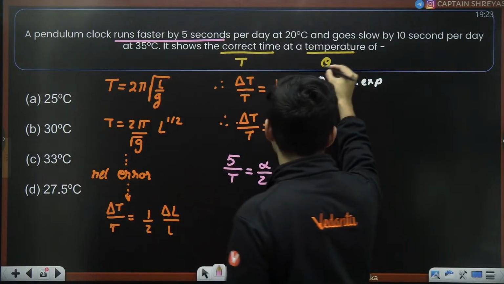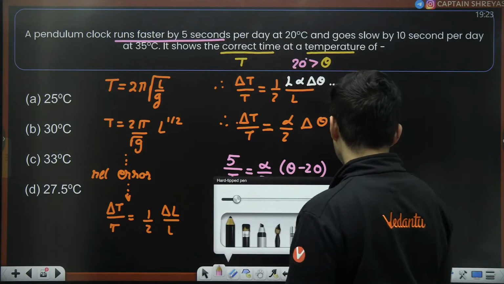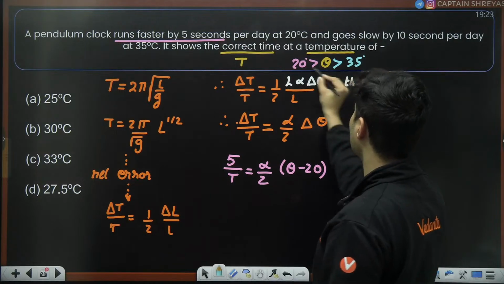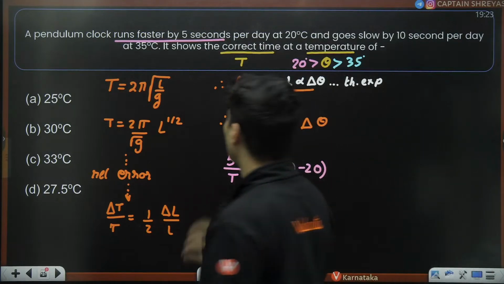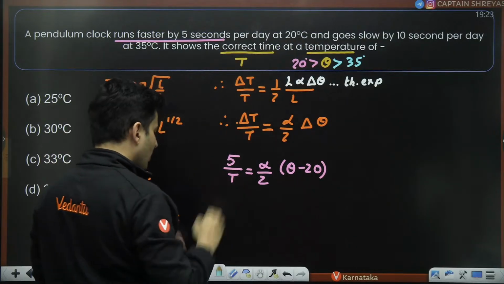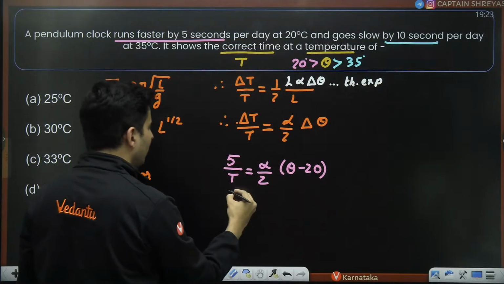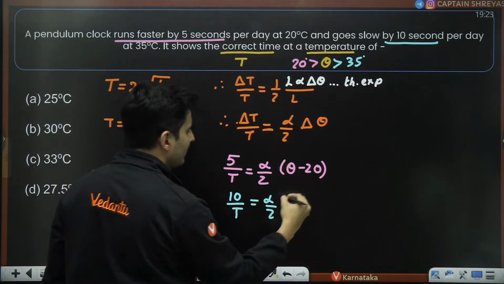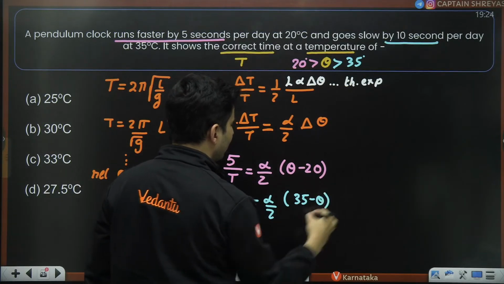Why? Because this particular theta will obviously be more than 20 degrees Celsius and definitely it will be less than 35 degrees Celsius. Somewhere in between it will be. So theta minus 20, because theta is more than 20. I know this because it becomes slow and it becomes fast in between these two temperatures. Similarly, if you use this 10-second data, for the original time of T, alpha by 2 as it is, the temperature difference is going to be nothing but 35 minus theta.